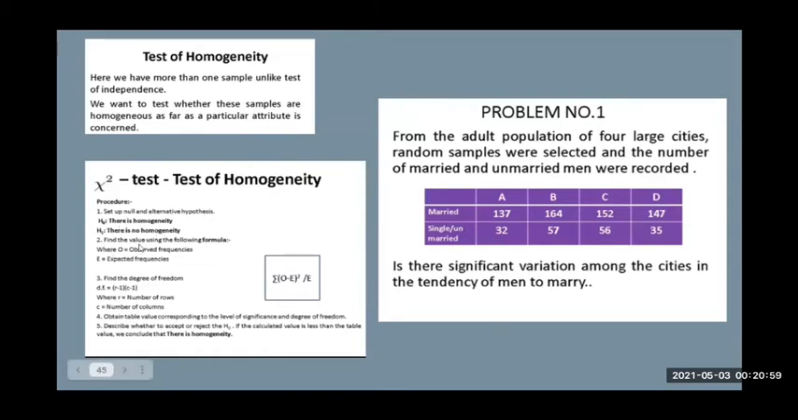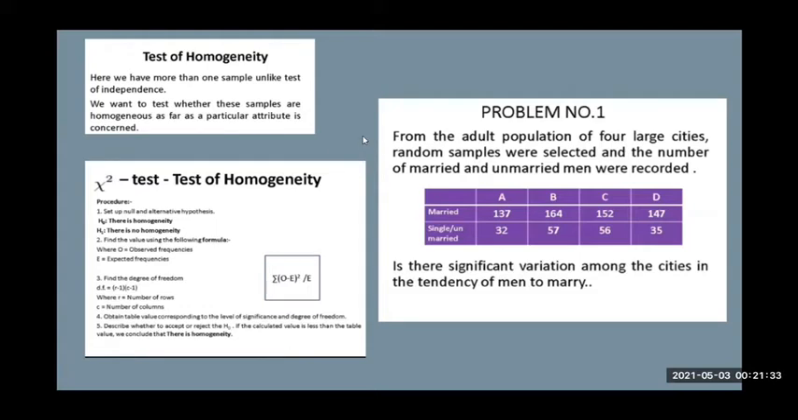And we have to find the value using the formula, observed and expected frequency. Then we're going to find the degrees of freedom. This one is going to be different because it's row minus 1 and column minus 1. Then we're going to obtain the table value, and then we're going to describe whether it is acceptable or it will be rejected.